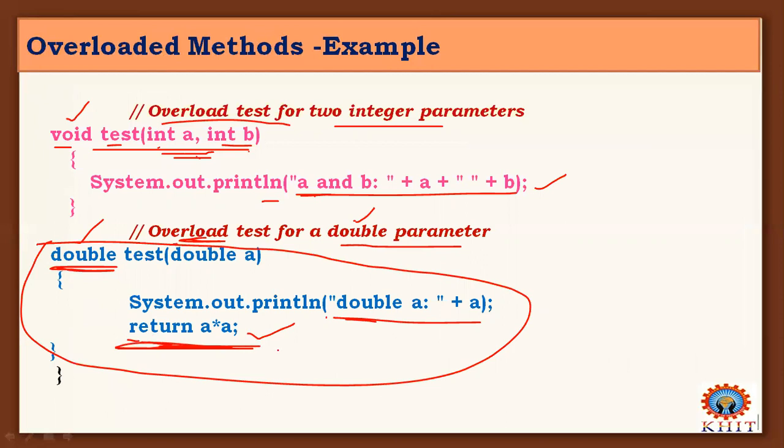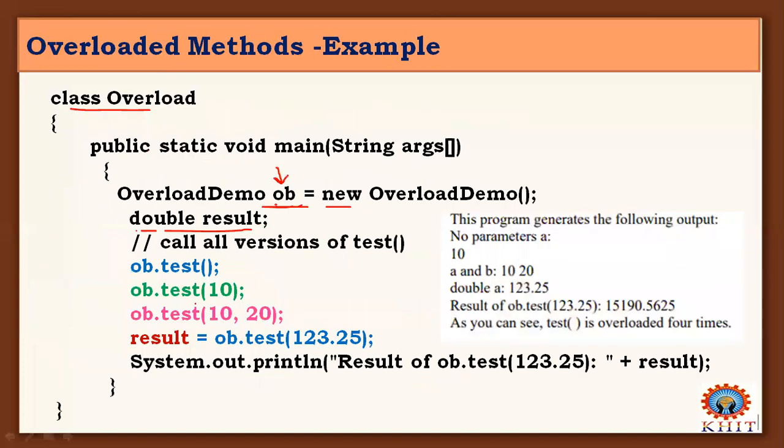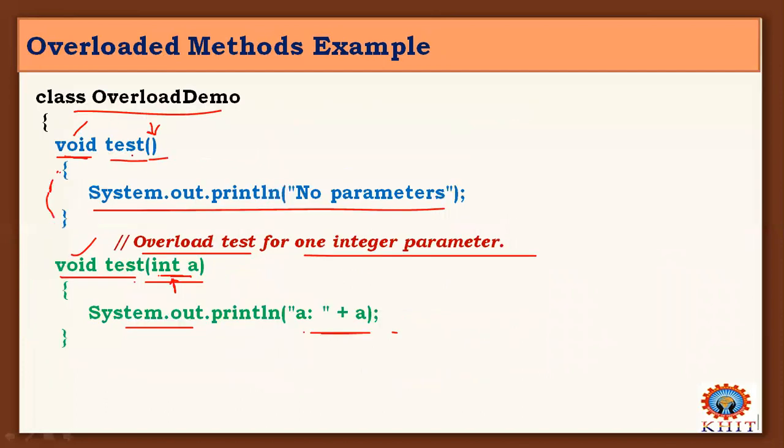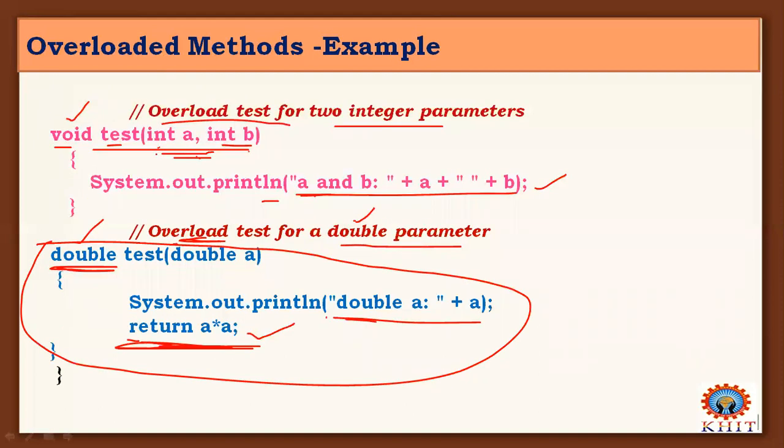In the previous video, we saw this concept clearly, how to create a return statement for a method. And here, to hold that return value, we need a double variable. Now coming to calling all versions of the test methods created in the OverloadDemo class. Here I have created four methods: test method with no parameters, test method with one parameter, test method with two integer parameters, and test method with one parameter of type double.